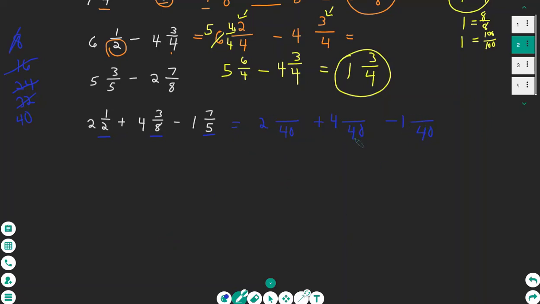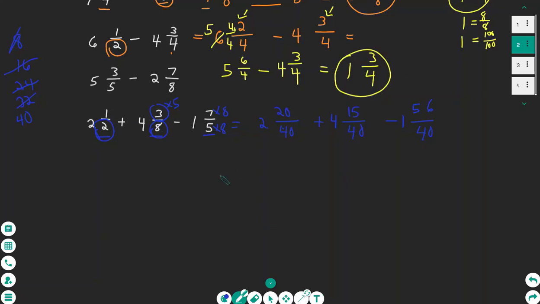All right, now let's find our numerators with this new common denominator. So what did you multiply the 2 by to get to this 40? 20, right? So we have to do the same thing in the numerator. So 1 times 20 is 20. And what do we multiply this 8 by to get to this 40? A 5. So 3 times 5 is going to be 15, right? What did we multiply this 5 by to get to this 40? An 8, right? So we need to multiply the 7 by an 8. So 7 times 8 is 56.